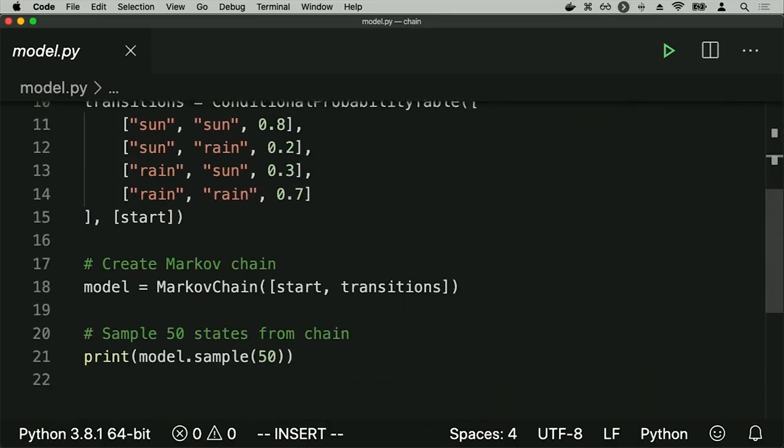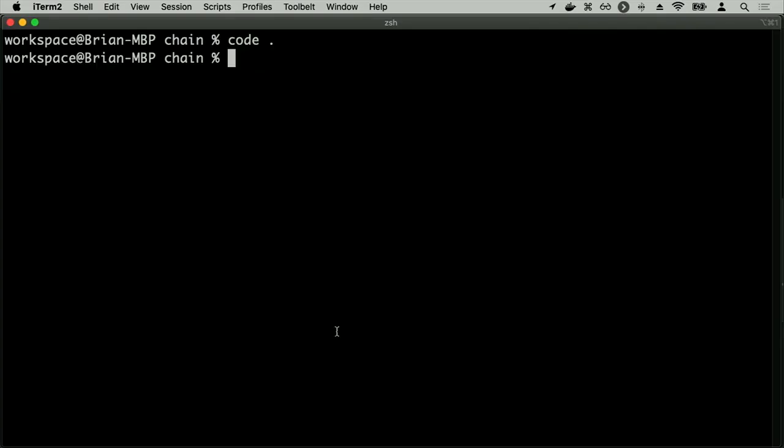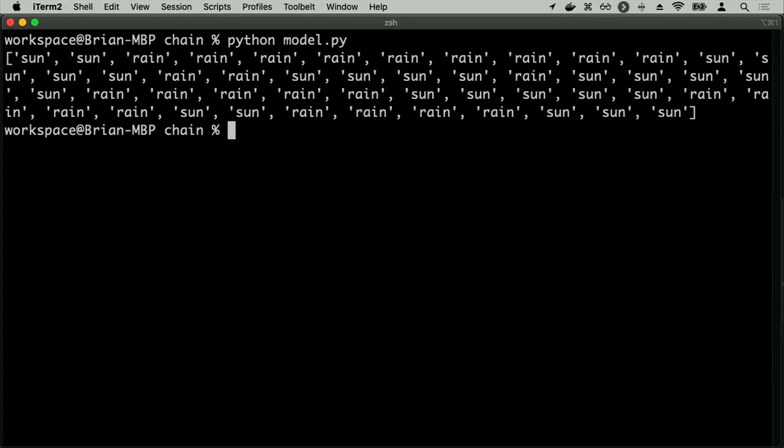But one thing I'll just do is sample from the Markov chain. It turns out there's a method built into this Markov chain library that allows me to sample 50 states from the chain, basically just simulating 50 instances of weather. And so let me go ahead and run this, python model.py. When I run it, it's going to sample from this Markov chain 50 states, 50 days' worth of weather that it's just going to randomly sample.